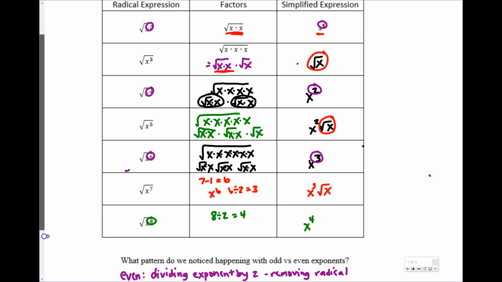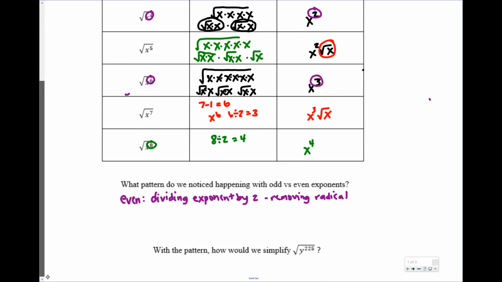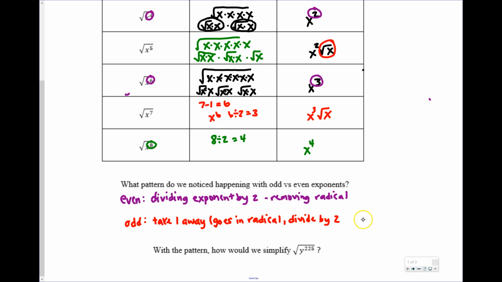Okay, so for my odd exponents, you take away 1, take 1 away, it goes in the radical, and then divide by 2. And then you get that on the outside, okay?